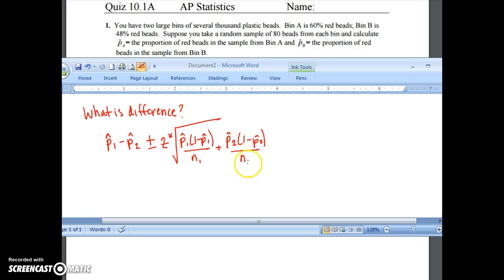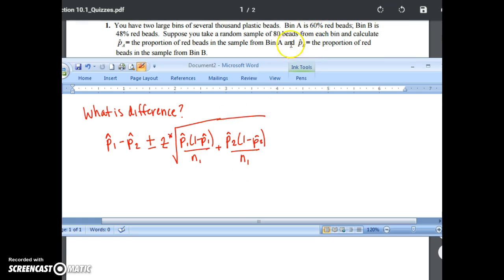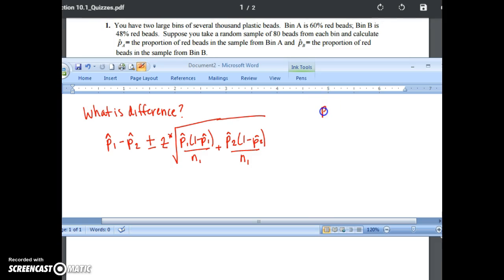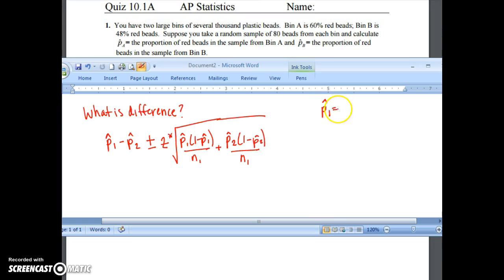So again, they told us that we sampled 80 beads of each. I'm just going to make up numbers. I'm going to tell you that for p hat 1, out of 80, you picked out 60 out of 80. And out of bin 2, or bin B, again, you picked 80 beads, and of those 80 beads, let's make it 47 out of 80. And then they want to know what's the difference between the two bins.